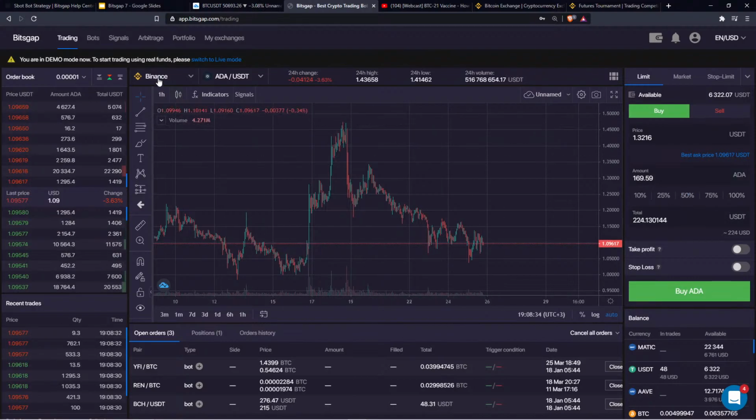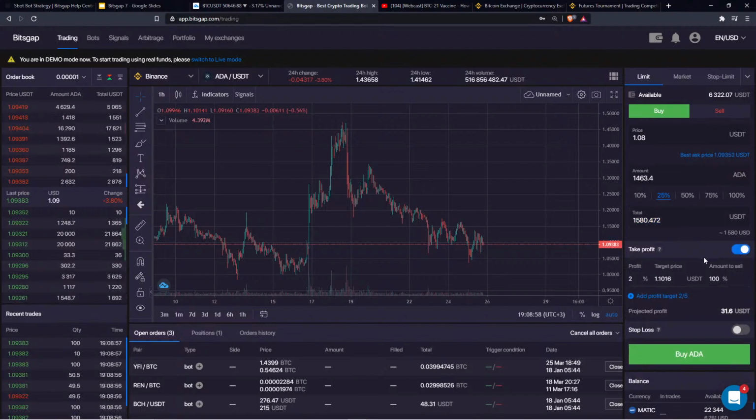So let's say I want to buy Cardano. Let's set the best ask price. Let's actually put it a bit lower over here. And let's assume that I want to buy 25% out of my total available USDT balance. You see my available balance is 6,000 and 25% is exactly 1,500.